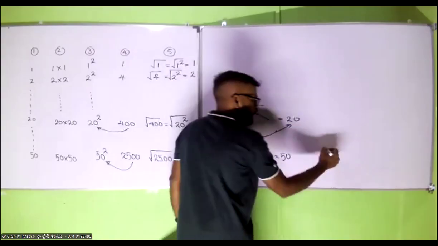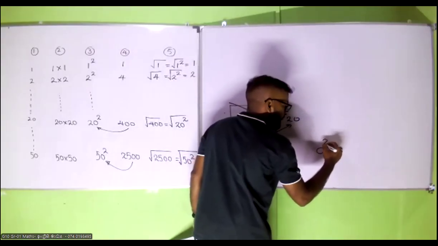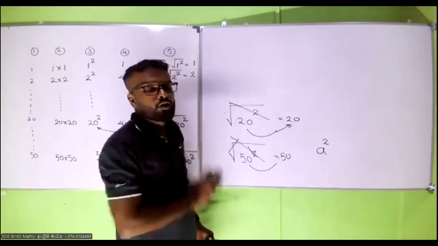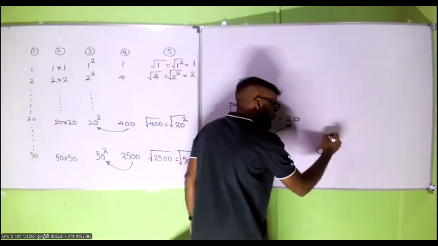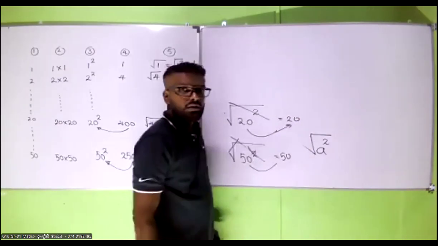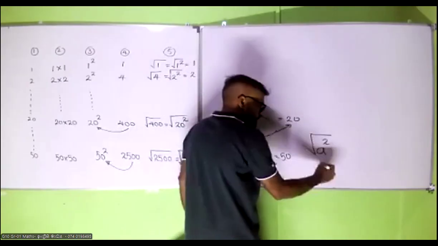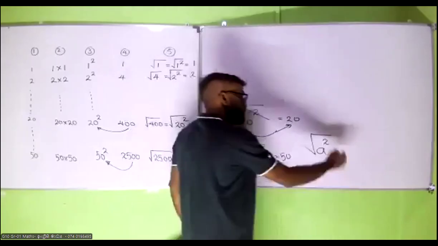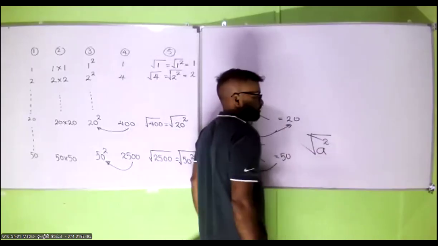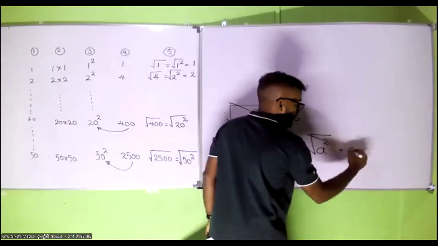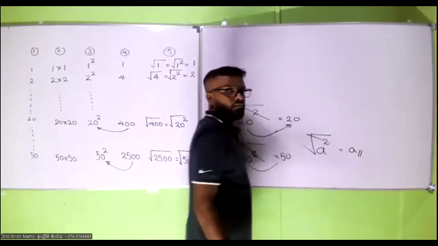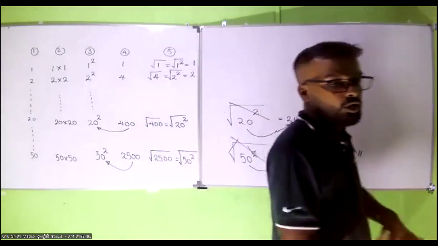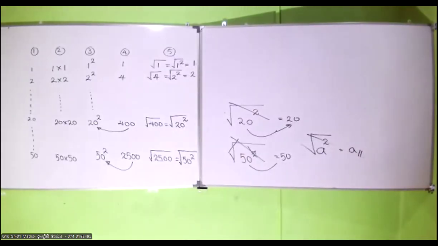So if I take any given number as a to the power 2, and you want to take the square root of this, the square root cuts this power 2. So the value is a. That is the basic thing that you need to understand.